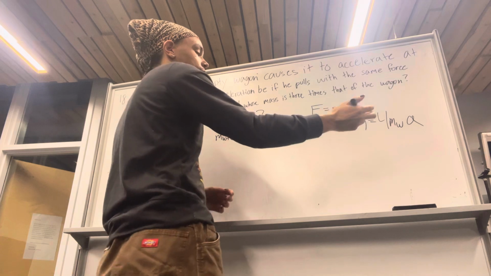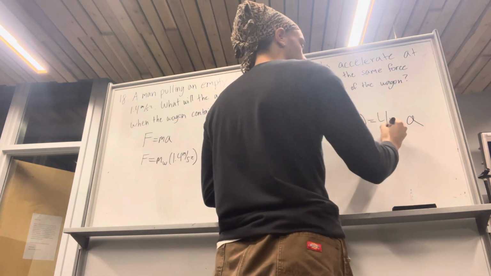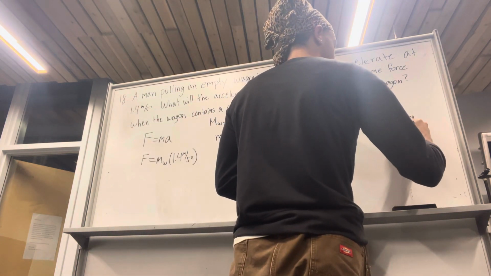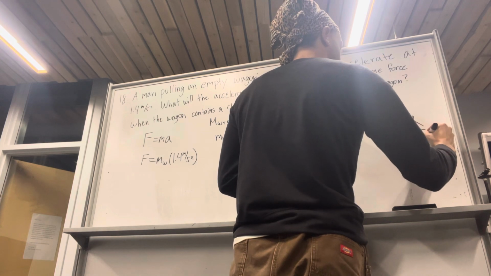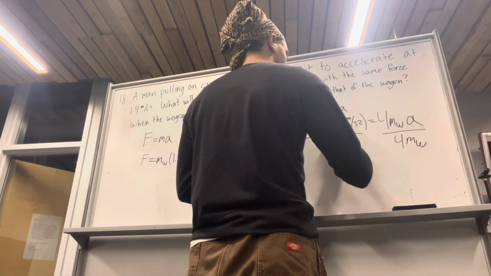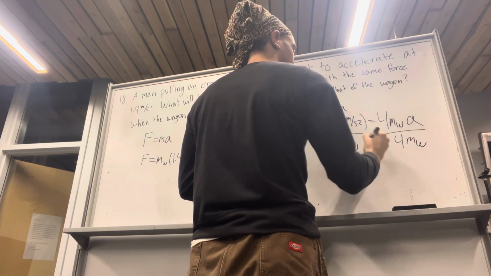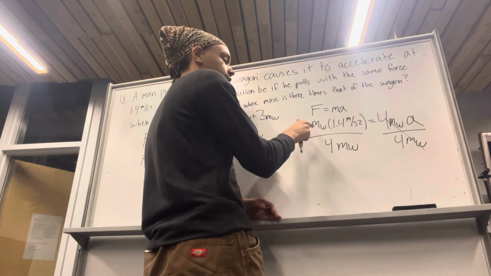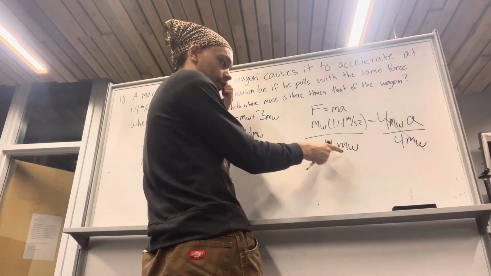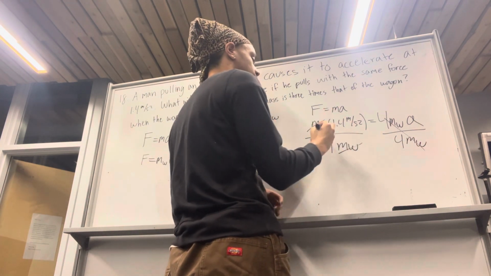So to get the acceleration, we have to move these numbers to the other side of the equation. So we divide both sides by 4 times the mass of the wagon. Since the mass of the wagon is in the numerator and the denominator, we can cancel it out.